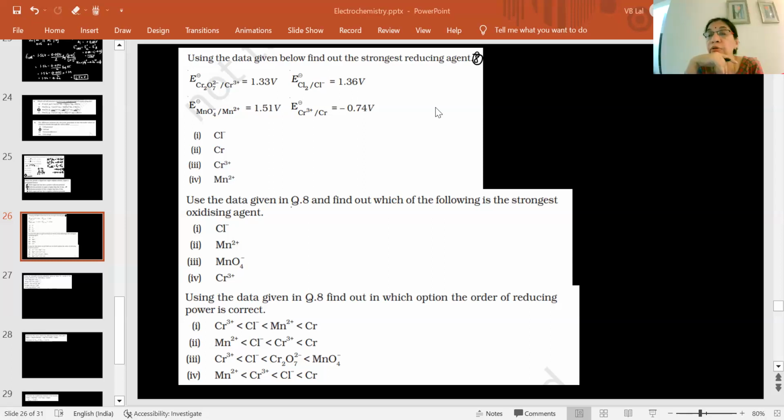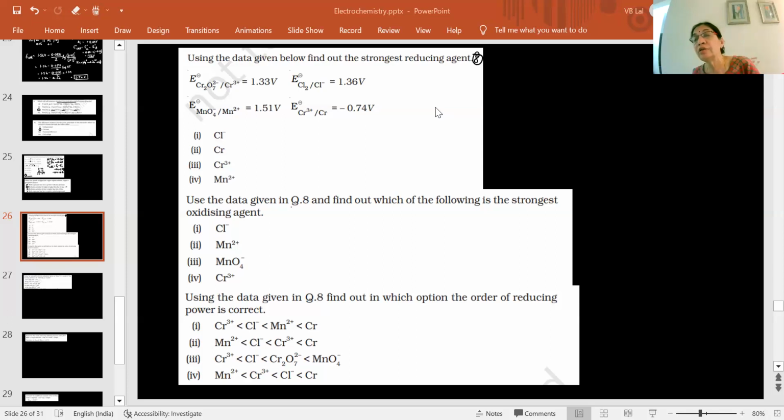So this you should be able to answer because you were present on day 1. Or I don't know whether I taught it on day 2. So using the data given below, find out the strongest reducing agent. Which is the strongest reducing agent? The strongest reducing agent is the one which has the lowest reduction potential. Okay. So the one which has the lowest reduction potential will be the strongest reducing agent. Did you understand that?